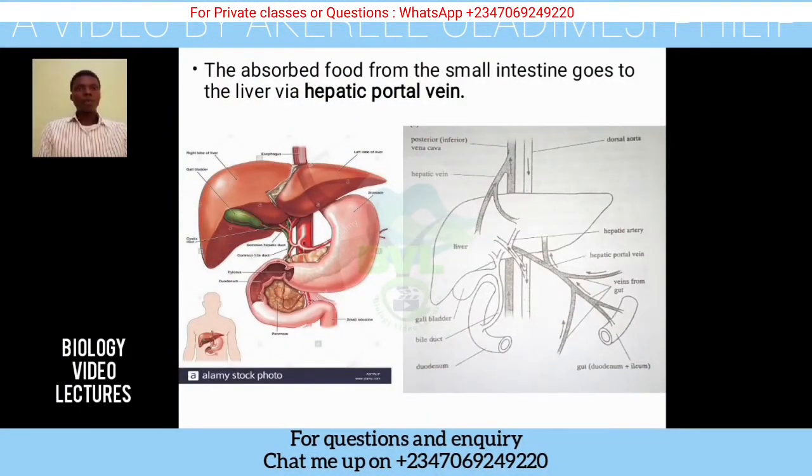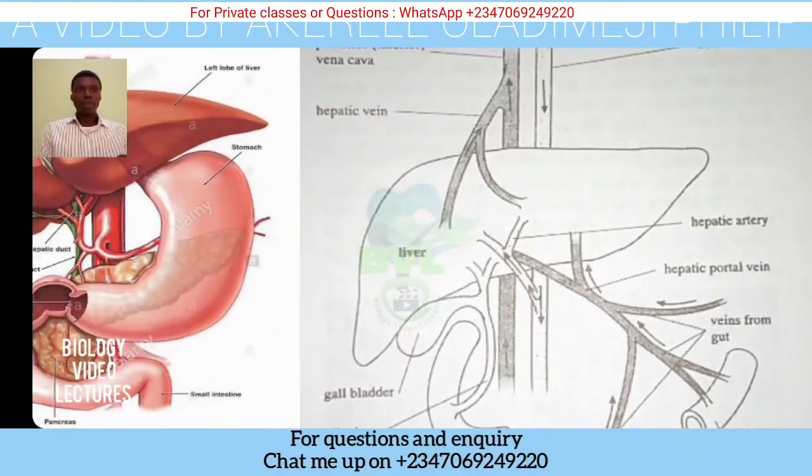The food absorbed from the small intestine goes to the liver via the hepatic portal vein. You can see that here. So this is the small intestine. When the food from the duodenum and ileum has been digested, it goes straight into the liver by the hepatic portal vein, because the liver has to screen that absorbed food before it goes into general circulation.